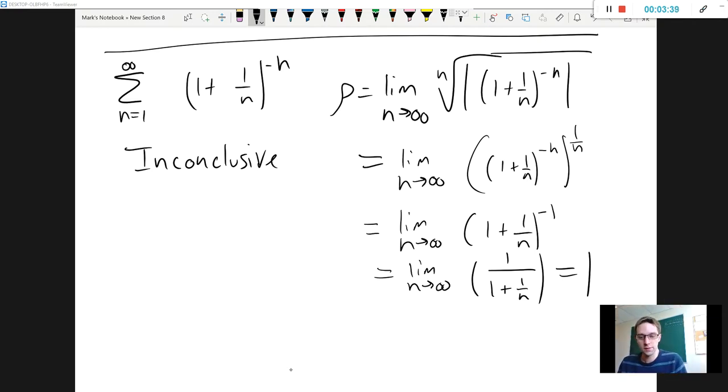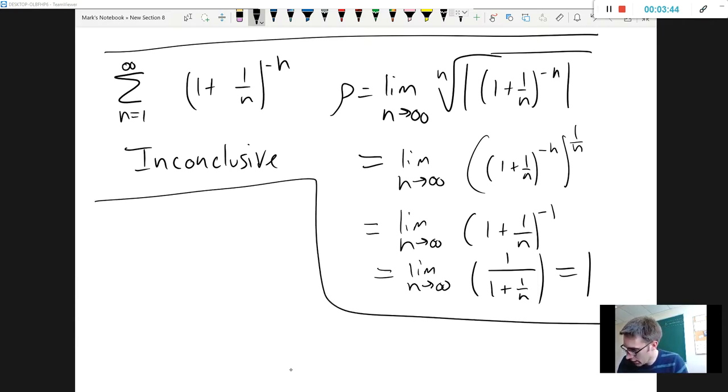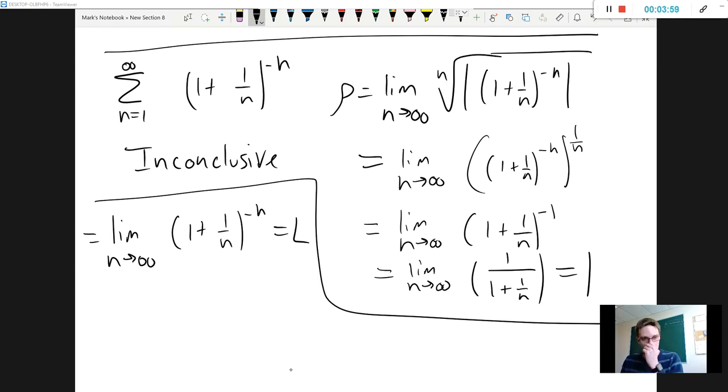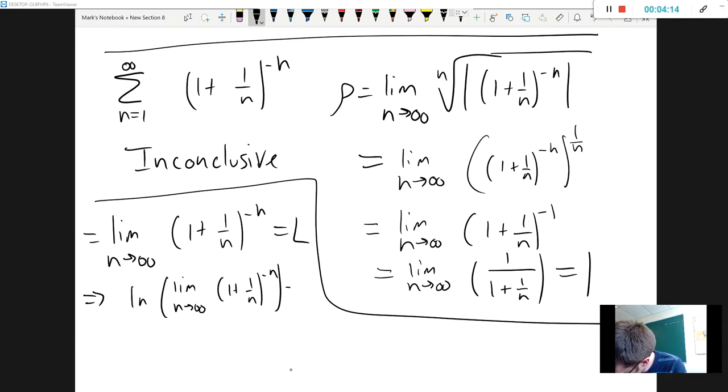Well, that's unfortunate. So this limit wasn't so bad, but it turns out we are actually going to need to try another technique. And so let's try the nth term test. Let's take the limit as n goes to infinity of 1 plus 1 over n raised to the negative n. And let's call that quantity L. And to make life easy, I'm going to take a log of both sides of this equation. And so I'll have the log of the limit, and that's got to be equal to the log of L.